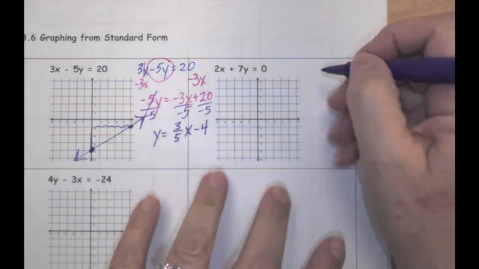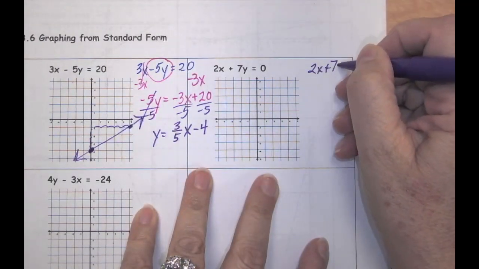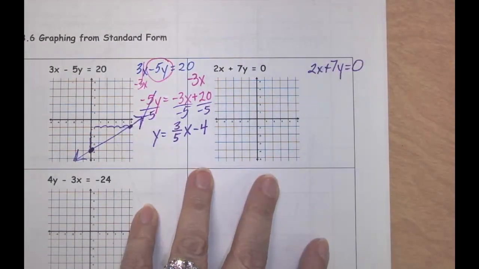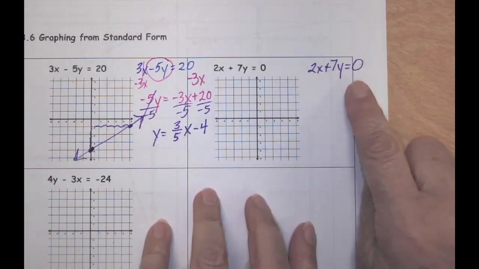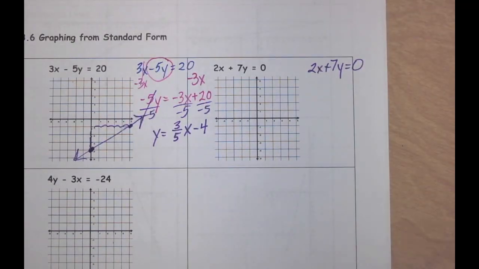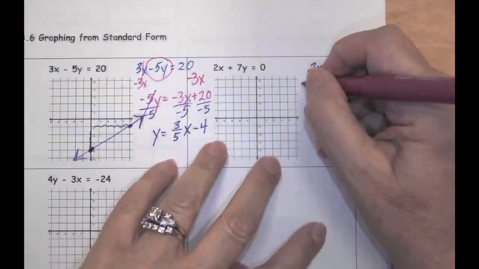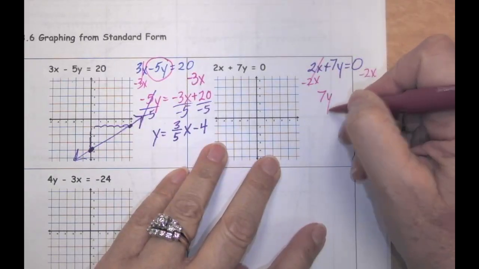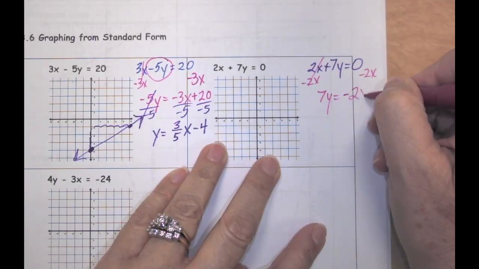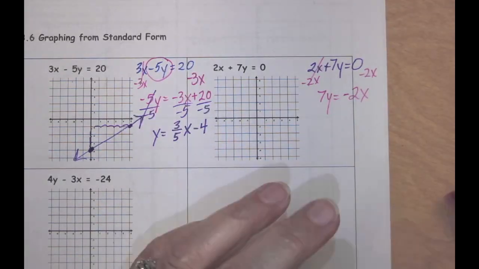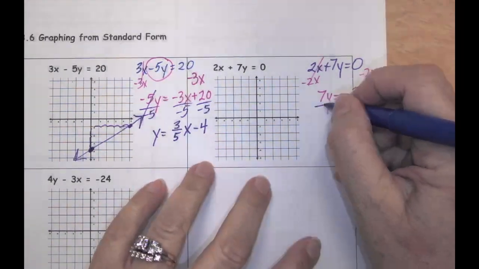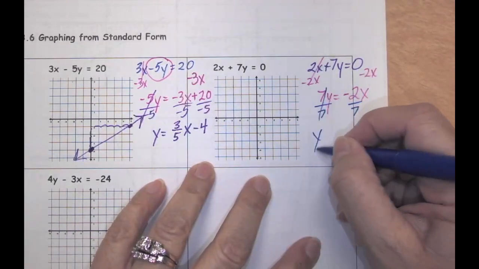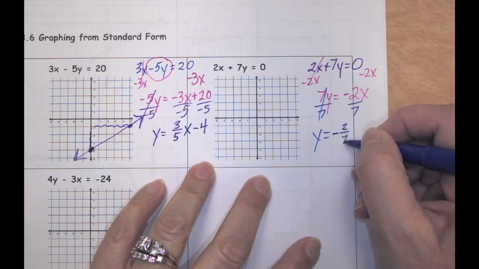Okay, let's move on to the second example. Now this one has a 0 over here. Let's see what's going to happen with it. I'm going to take away the 2x. 7y equals negative 2x. I don't need to put the plus 0. No need for that. Divide by 7. Y equals negative 2/7 x.